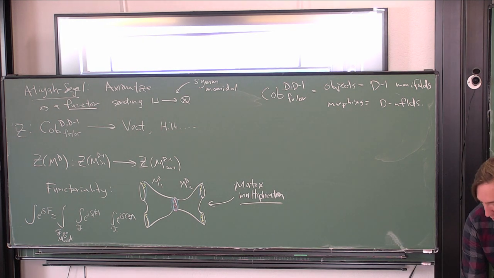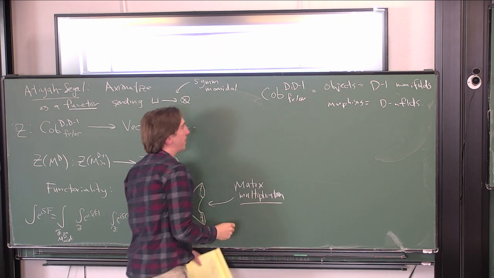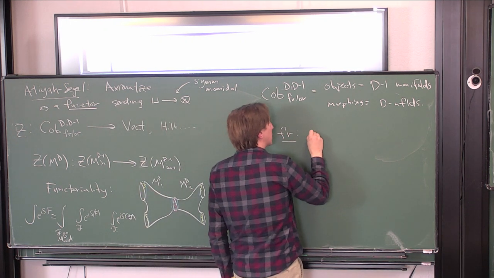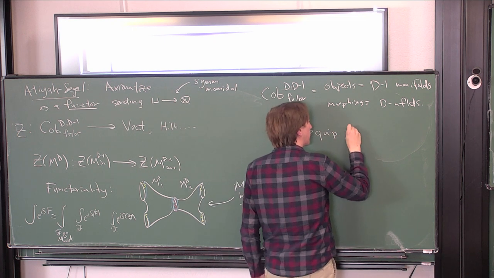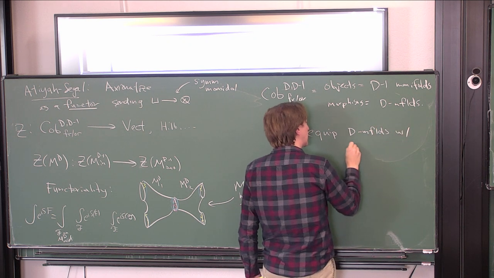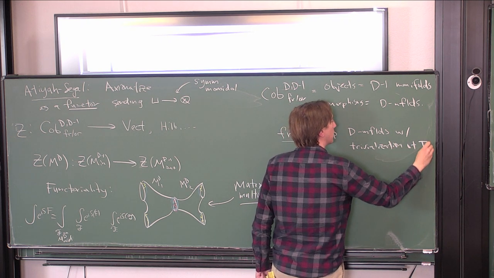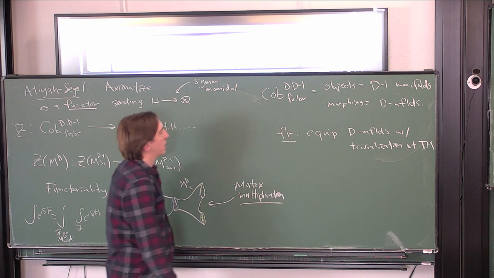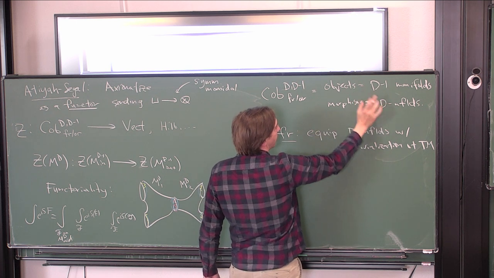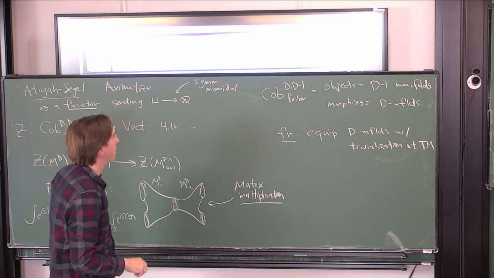I'll be coming back to it a bit throughout the lecture, so let me emphasize that by framed and oriented, I mean that we equip the D-manifolds with trivialization of the tangent bundle. So that's extra data. Our morphisms, I'll come to the objects in a second, are not just D-manifolds. They're D-manifolds with an extra choice of a trivialization of the tangent bundle.